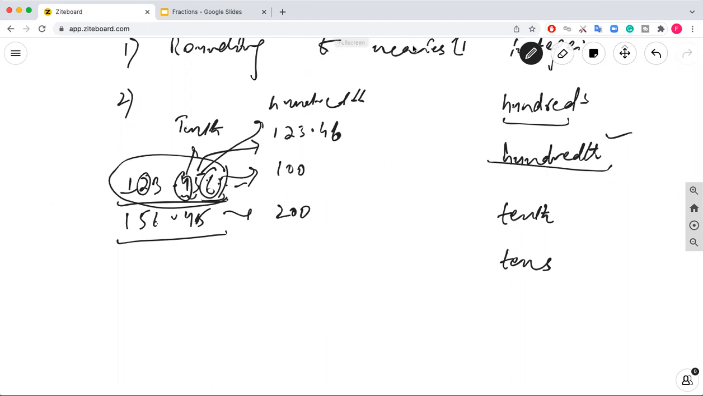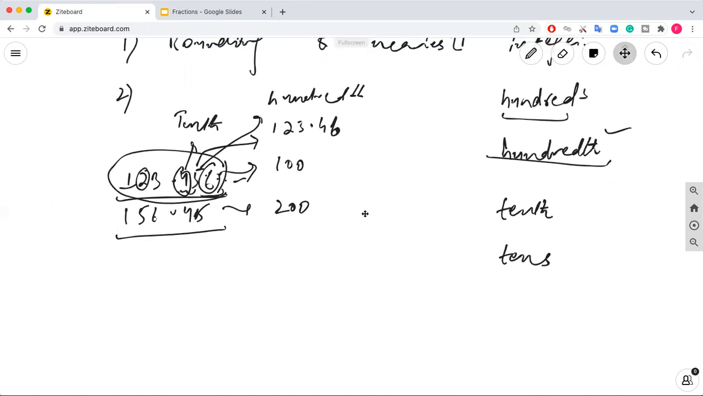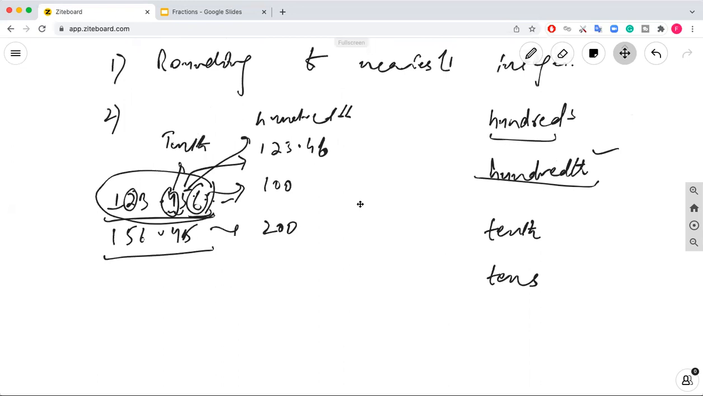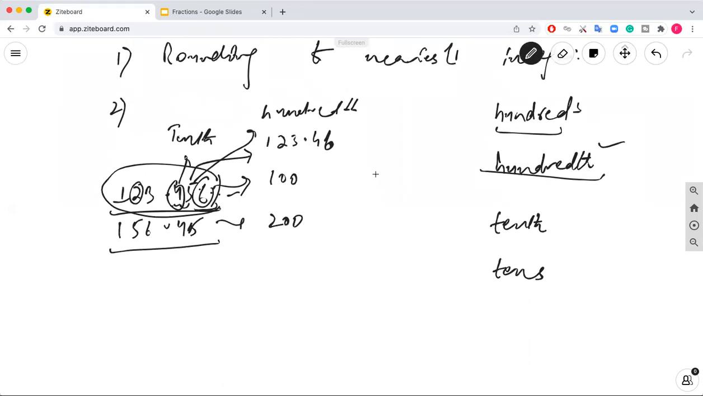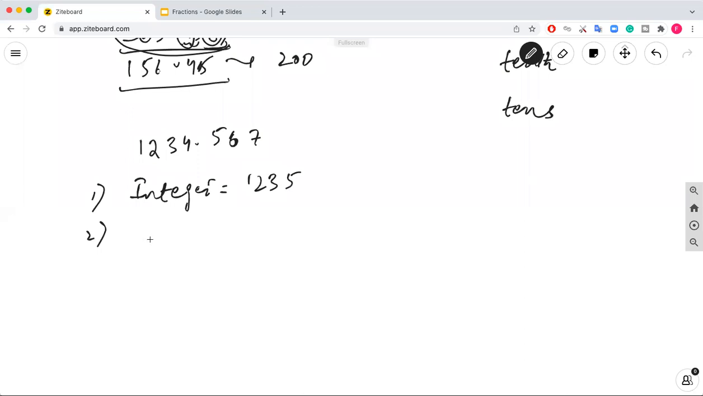Okay, let's solve the question, then you will get an idea about this. We have plenty of questions for the decimals. Just remember one thing, whatever the digit you are asked to round, just see the next one. For example, let's consider a case where we have 1234.567. First of all, if you're asked to round to nearest integer, what will be the answer? 1235.